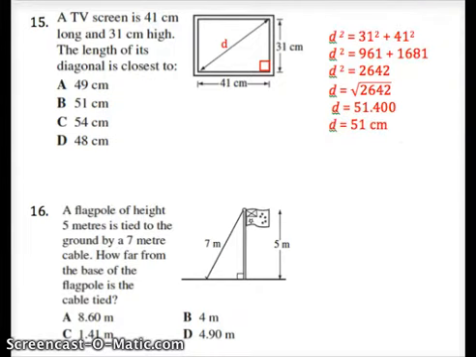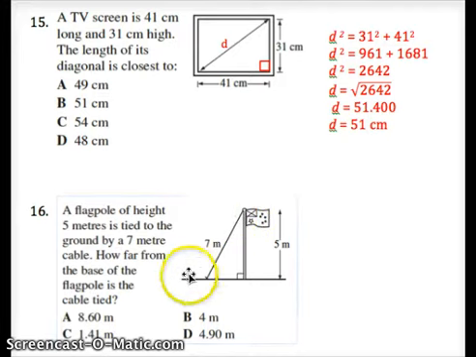Now for question 16. You have to look at the question. Let's read it first. So we have a flagpole of height 5 meters. So girls, this is the flagpole. It stands straight up from the ground. It stands straight upwards and it's 5 meters high and it's tied to the ground by a 7-meter cable. So this is the cable. Remember, a cable is just like a really strong rope. Okay, so there's our cable holding the top of the flagpole.